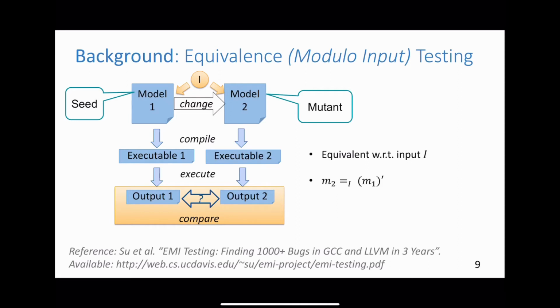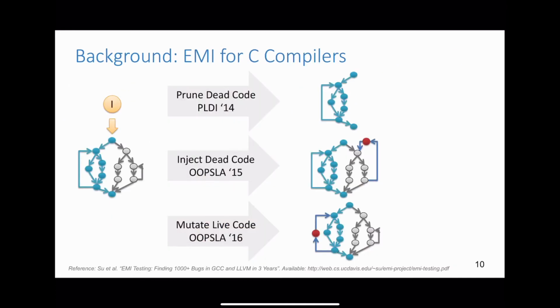The idea is that instead of changing the compiler configuration, we take some Simulink model known as a seed and introduce some small change to create a mutant such that it is still functionally equivalent. Now we can execute them and compare the outputs. Since they are functionally equivalent, their output should be the same. If it's not the same, we have found a compiler bug.